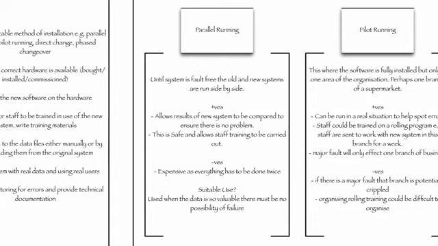Negatives, though, are it's very expensive, as everything has to be done twice. Think we have to input the data twice to the system, we have to run the reports twice from the system, and so on. So that's a negative. When is a suitable use for it? Well, this can be used when the data is so valuable there must be no possibility of failure. So a situation where you can't have any failure at all. So it might occur in certain hospital systems, maybe a heart monitor or something like that.